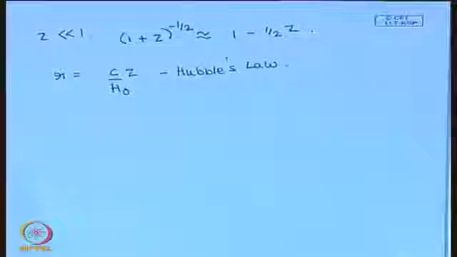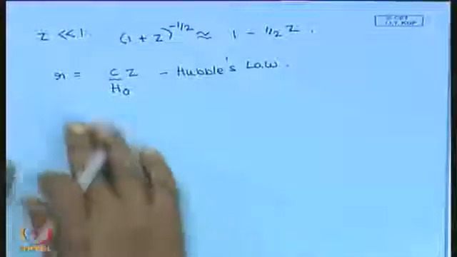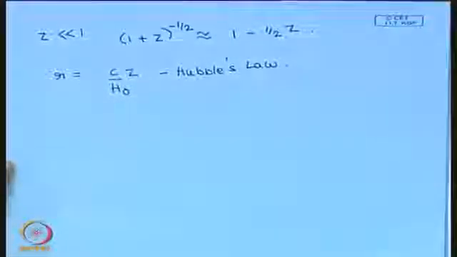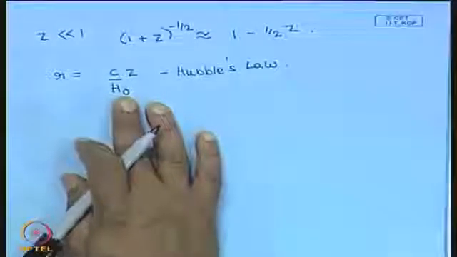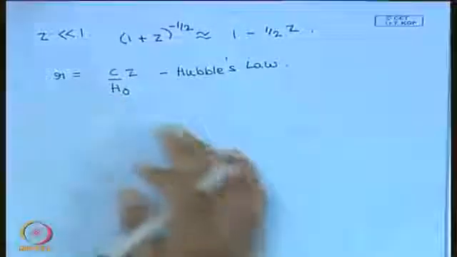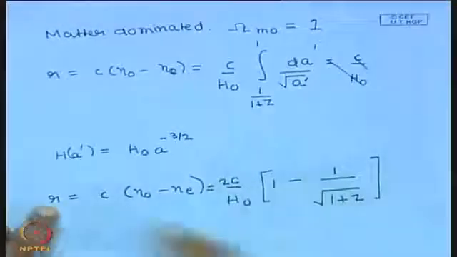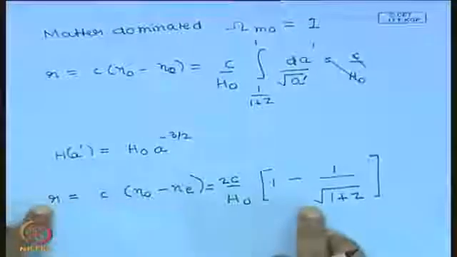Okay, so we see that in the low redshift limit it reproduces what we started off with. We started off the whole business from Hubble's law, which was observed at low redshifts. But if you go to higher redshifts, you see the relation between distance, this is comoving distance, remember, and the redshift changes.